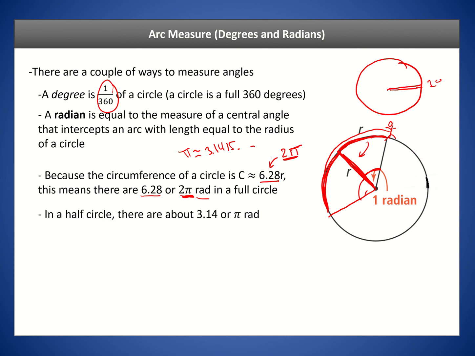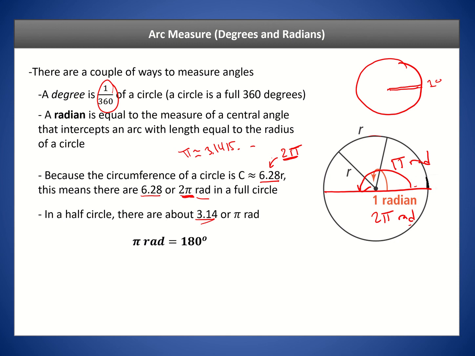In a half circle, there are about 3.14 radians, or pi radians. So again, as we said, in a full circle, if you were to travel all the way around, that's 2 pi radians. If you were to travel a half circle, that would be half of 2 pi, which is 1 pi, or 3.14 radians. Okay, so pi radians is 180 degrees.